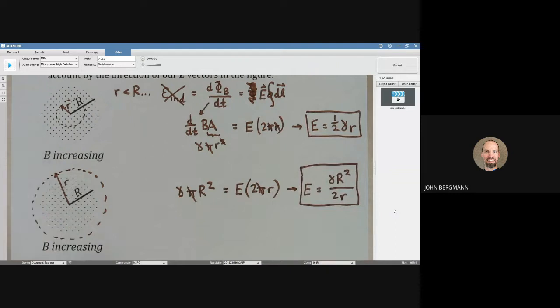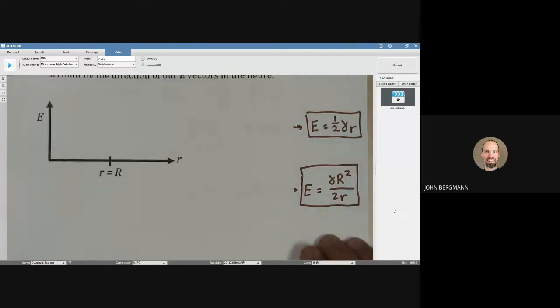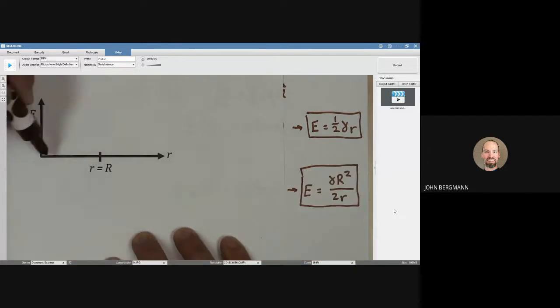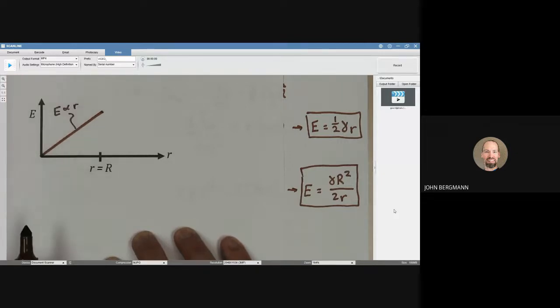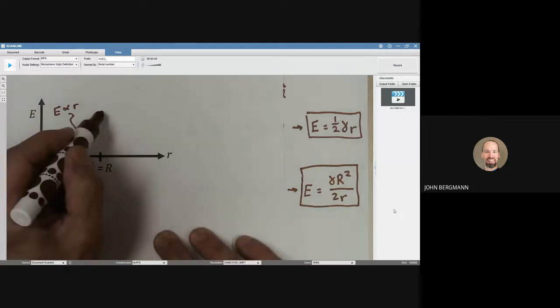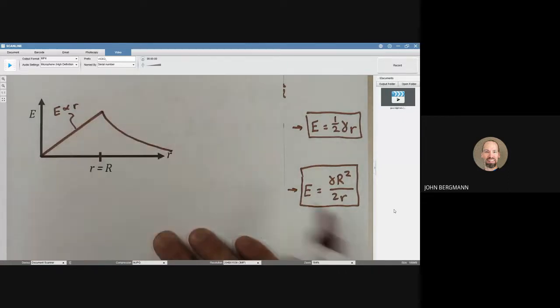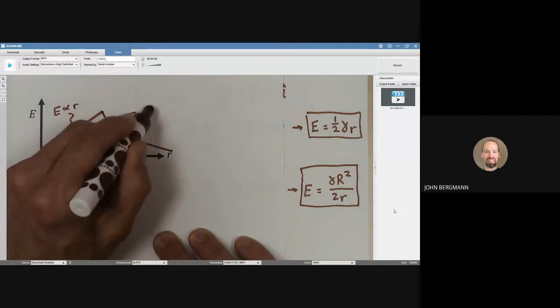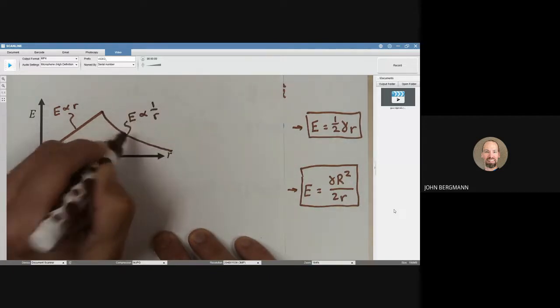If we graph that, what kind of graph are we going to produce? When r is less than big R, you can see it's linear with respect to little r. We would have a curve that looks like that to the first power. The electric field is proportional to r up to that point. And then beyond that, it slopes off, proportional to, you can see the little r in the denominator. The electric field is proportional to 1 over r, like that.